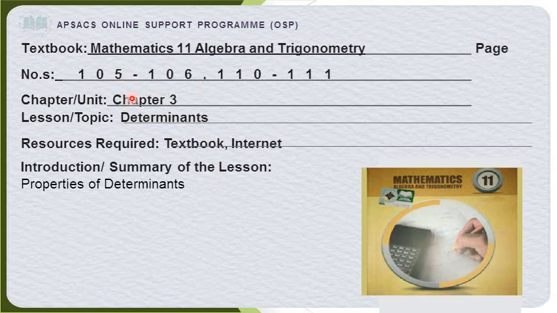This is the new presentation. So I hope that you will find the new picture. Now you can see the textbook, and the textbook name is there, page numbers are there, chapter name is there, topic is there. And the resources we are using are the internet and the textbook. And today you will again learn the properties of determinant.